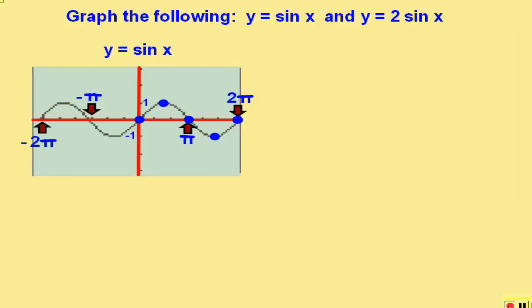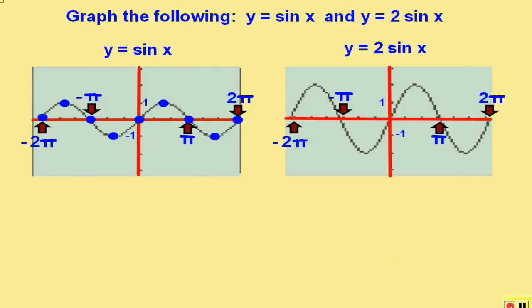Likewise, if we go in the negative direction, we will get the following. At negative pi over 2, it's negative 1. At negative pi, it's 0. At negative 3 pi over 2, it is 1. And at negative 2 pi, it's back to 0. So now how does the sine graph compare to 2 times the sine of x?